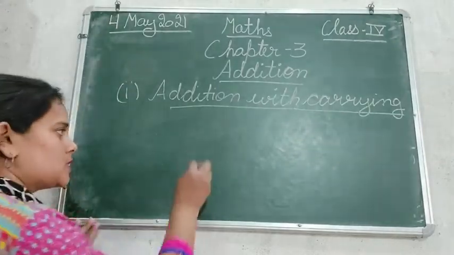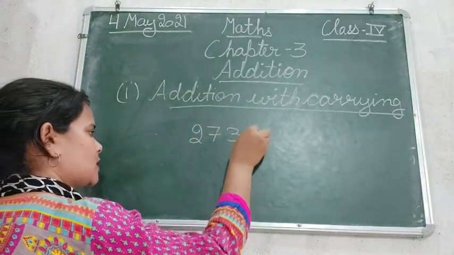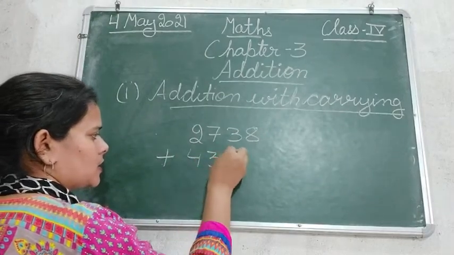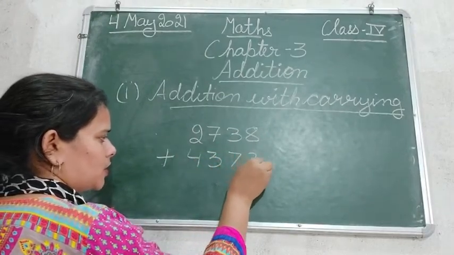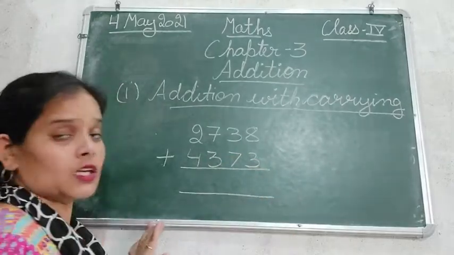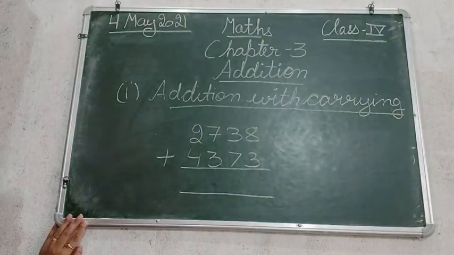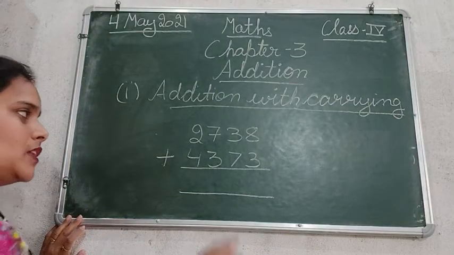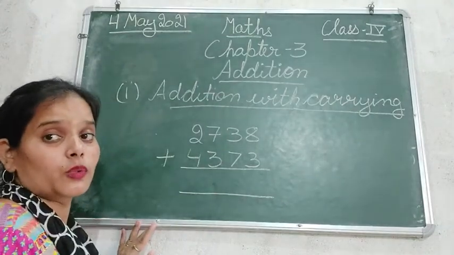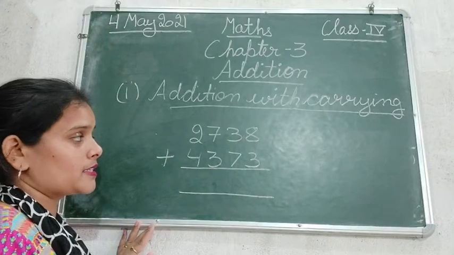Suppose the number is 2,738 plus 4,373. Suppose you have to add these two numbers, that is 2,738 and 4,373. Okay, so now let's add.